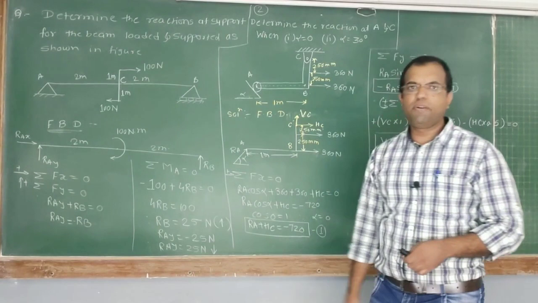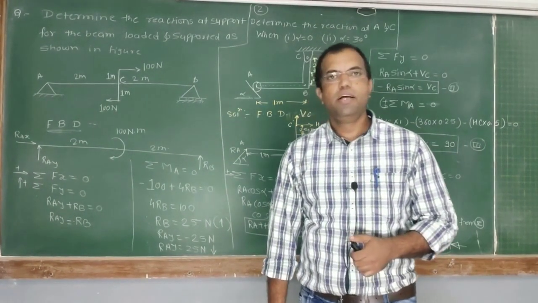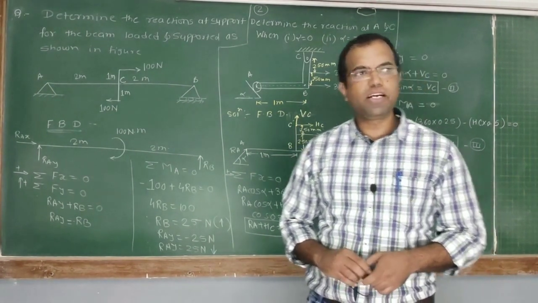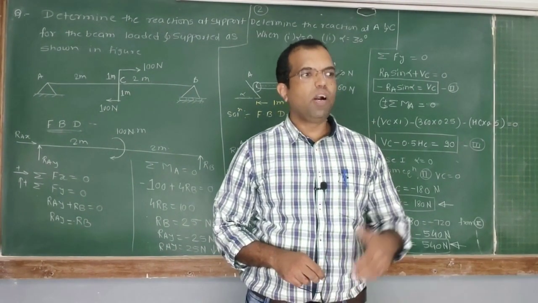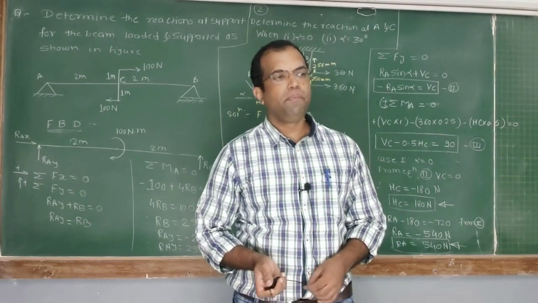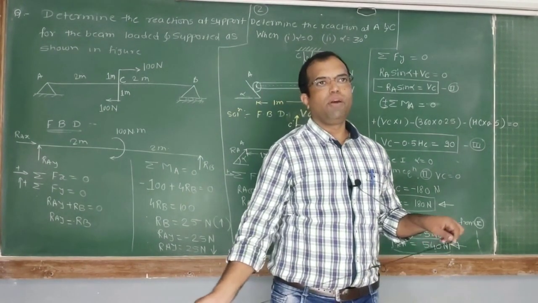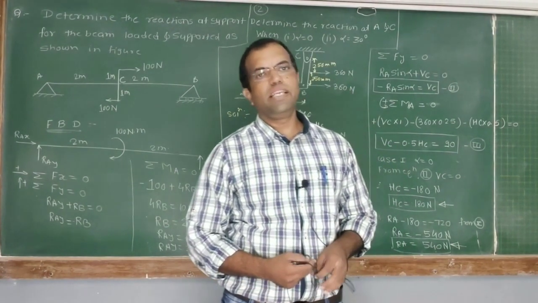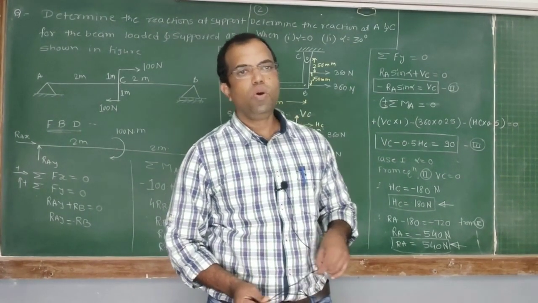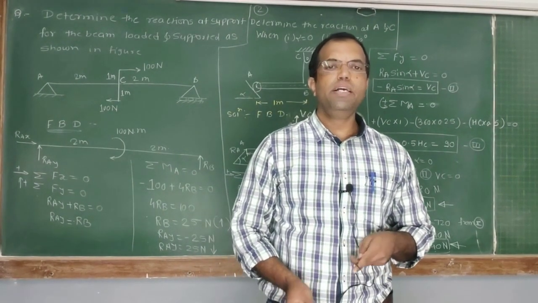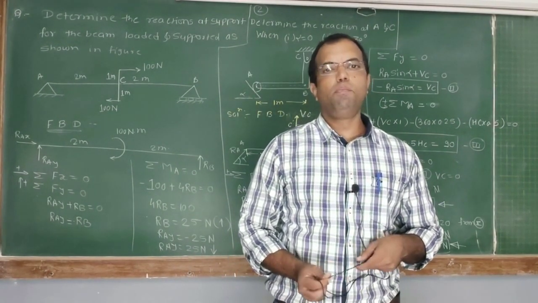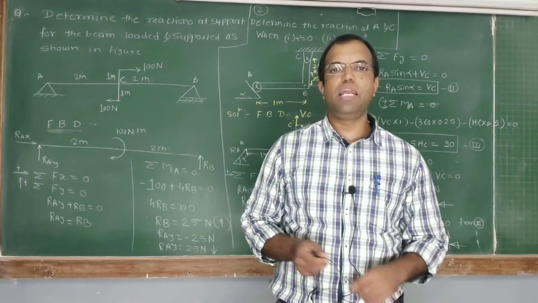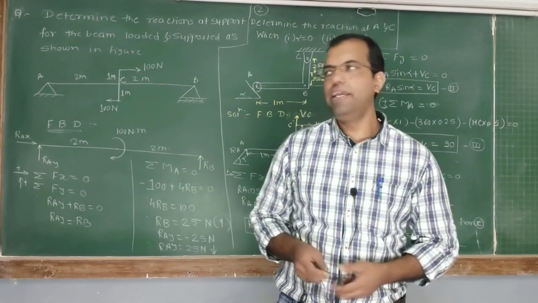After completion of free body diagram, what is the next step? Next step is to apply the condition of equilibrium. So what are the different conditions of equilibrium, or what are the different equations of equilibrium? There are three equations of equilibrium. First equation is summation of Fx, that is summation of all forces in x direction, which is equal to 0. Summation of Fy is equal to 0 and summation of moment about any point is equal to 0. These three equations are required while solving the problems of equilibrium.